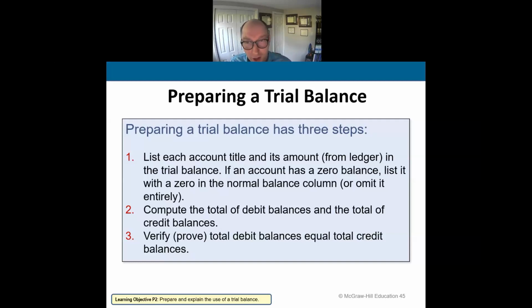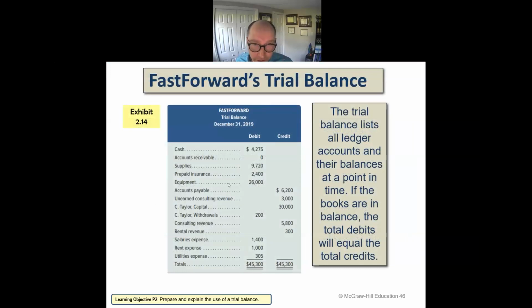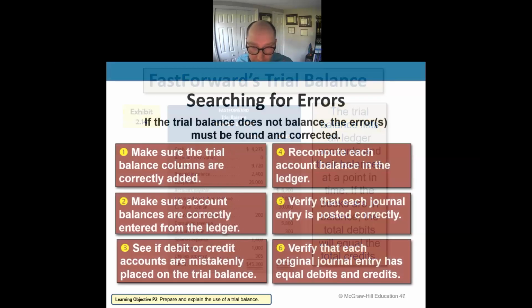So in the trial balance, we list out the account names. If the account has zero balance, we just put 0, or omit it entirely. It's up to you, but I just put 0. Compute the total debit balance, compute the credit balance, verify that the two equal each other. Here's an example of a short trial balance. Your debits equal your credits. We get all of these amounts from our ledger balances.